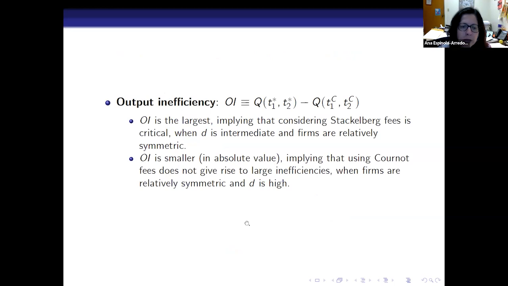So summarizing, the output inefficiency is larger, implying that considering Stackelberg fees is critical, when D is intermediate and firms are relatively symmetric. However, the output inefficiency is less relevant, implying that using Cournot fees does not give rise to a large inefficiency, when firms are relatively asymmetric and D, especially D, is sufficiently high.